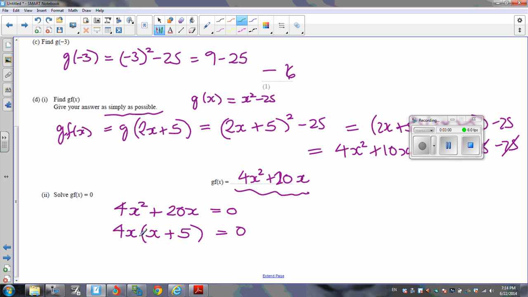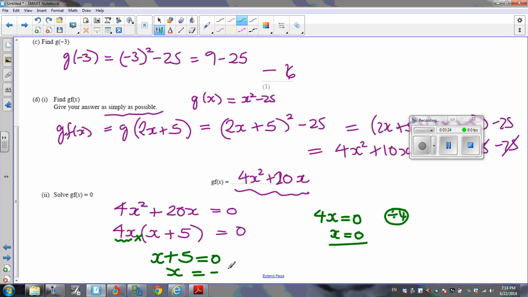Now remember, the idea of a quadratic equation is there's our multiplication sign. Either the thing to the left of the equal sign is equal to 0. So either 4x is equal to 0. Well, if 4x is equal to 0, if we divide both sides by 4, it's fairly obvious anyway that x is 0. Or it could be that the bracket is equal to 0, which means that x plus 5 would have to be 0, which means that x is equal to minus 5.